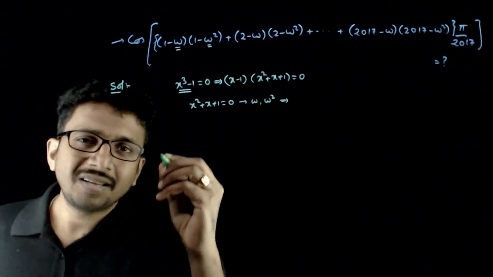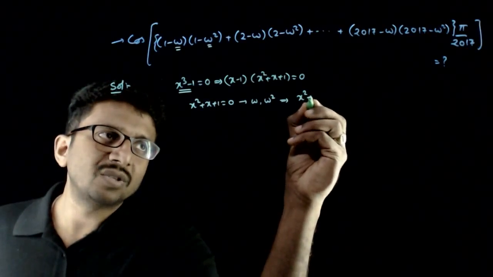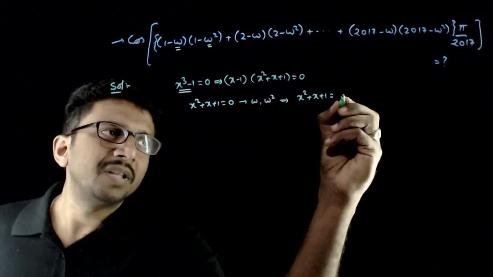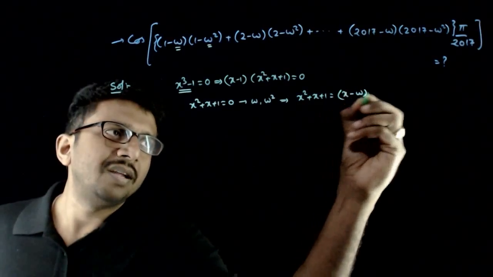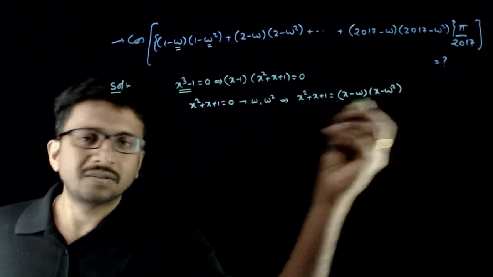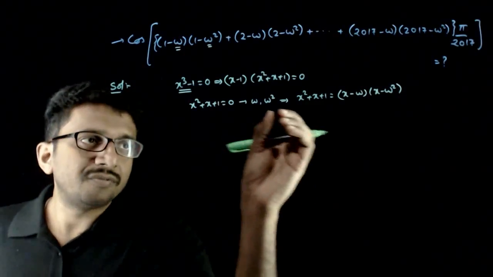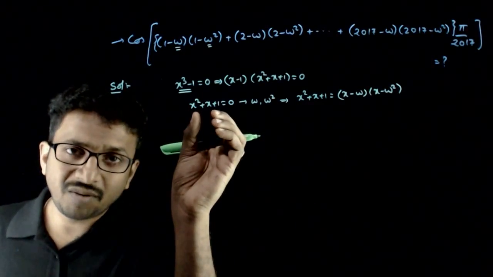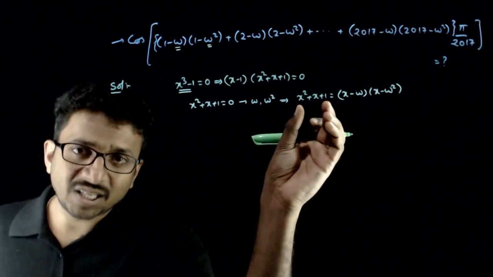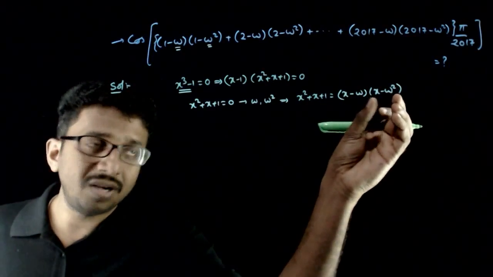The roots of this equation are omega, omega square. So can I write x square plus x plus 1 is equal to (x minus omega)(x minus omega square)? Yes, I can. If alpha and beta are the roots of a quadratic equation, I can write the quadratic expression as x minus first root into x minus second root.